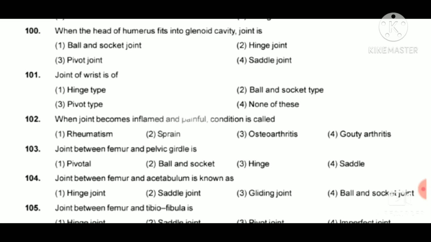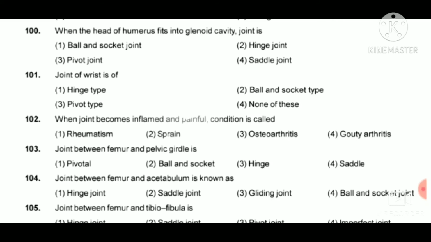Next is question number 102. When joints become inflamed and painful, the condition is called number 1 rheumatism, number 2 sprain, number 3 osteoarthritis, number 4 gouty arthritis. First is rheumatism. It is a pain in the joint muscles, whereas sprain is the twisting of the ligament of the ankle and other joints. And third is osteoarthritis. It is a degeneration of joint cartilage underlying the bone, and it causes pain and stiffening in the hip, knee and thumb joint.